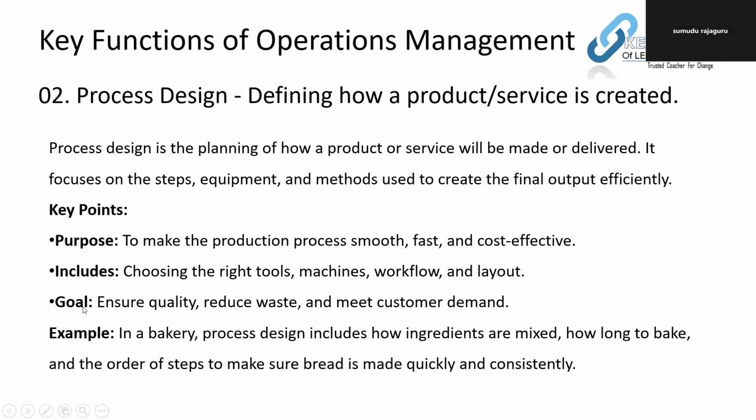So, what are the goals of process design? Ensure quality, reduce waste, and meet customer demand. Then, an example. If you think of some bakery product, process design includes how ingredients are mixed, how long it will take for the baking activity, and the order of each step to make sure bread is made quickly and consistently.